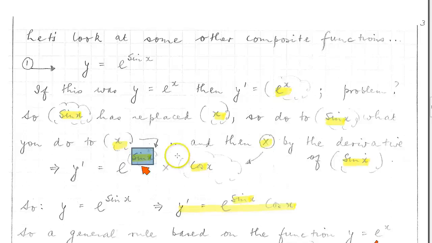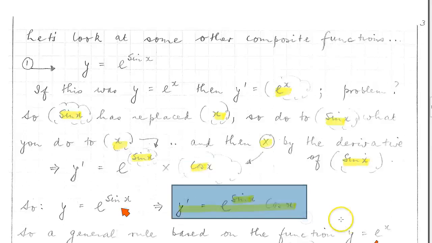Here we go. Y dash becomes, just write down what you had, e to the sine x. That's what I did with e to the x. I just wrote down e to the x in the answer y dash because that's its derivative. But the extra step here is the chain rule because sine x has replaced x. So I multiply by the derivative of sine x, which is cos x. So the answer is e to the sine x cos x.